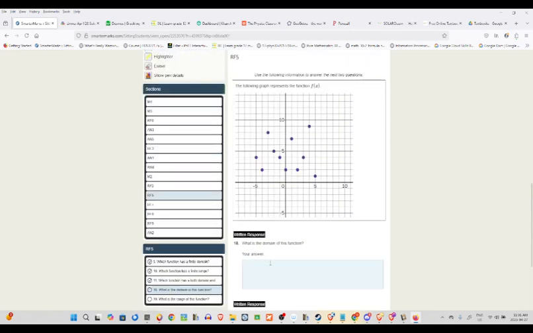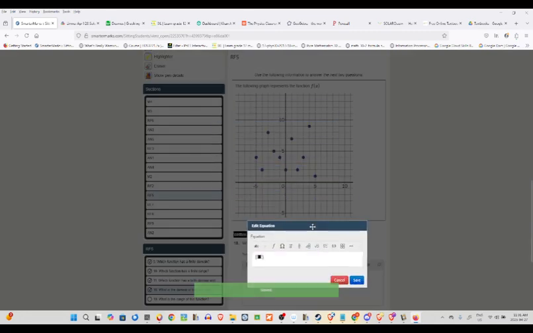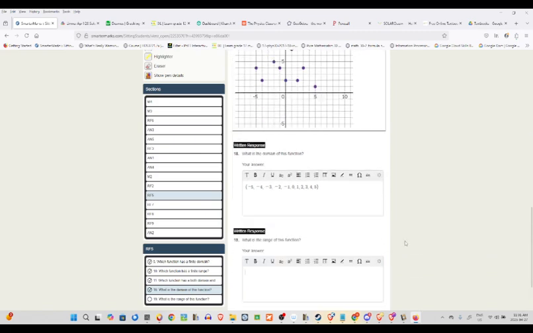So now, what is the domain of this function? Remember, the domain is all the allowed x values. So we have a point at negative 5. I'm actually going to use the equation editor to make it look a little bit prettier. Again, sets go in the curly brackets. Negative 5, negative 4. Looks like each integral x value up to 5 appears exactly once. We have 11 points.